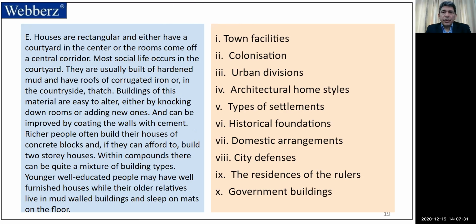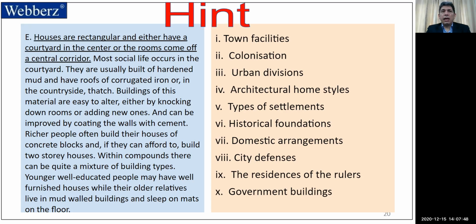Let's go to E para. In case of E para, I'll give you some time to read the whole para. You can stop the recording here. And I have the first sentence here. Houses are rectangular. Basically, he's talking about the house construction here, what kind of layout the house has. So the whole thing is based on the layout of the house. So find out what is the heading that is most suitable.